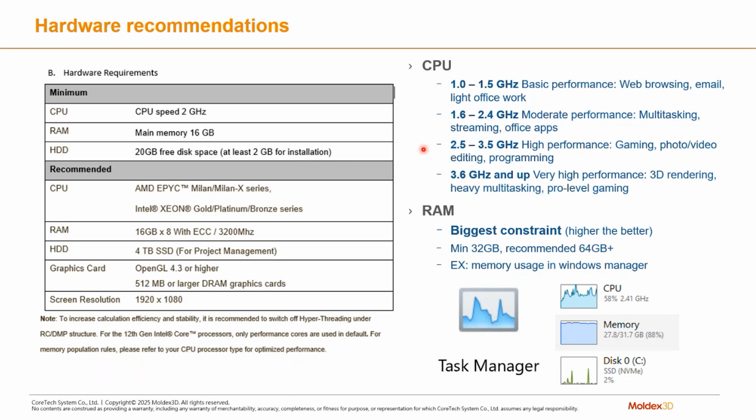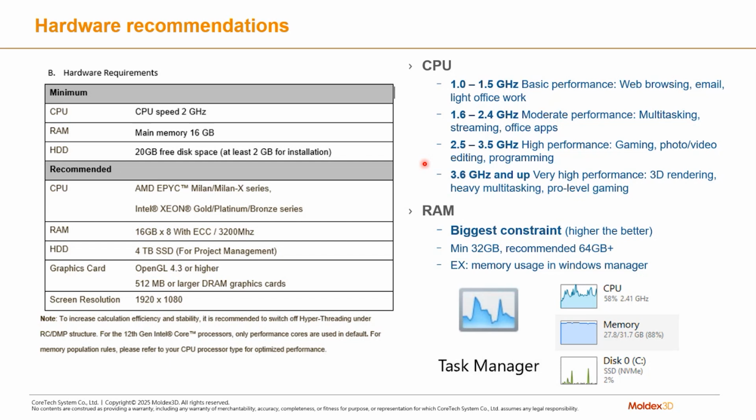2.5 to 3.5 is more high performance, like gaming, photo and video editing, and programming. And then 3.6 and up is very high performance, like 3D rendering, heavy multitasking, and pro level gaming.